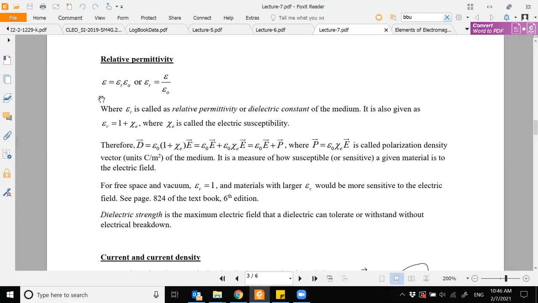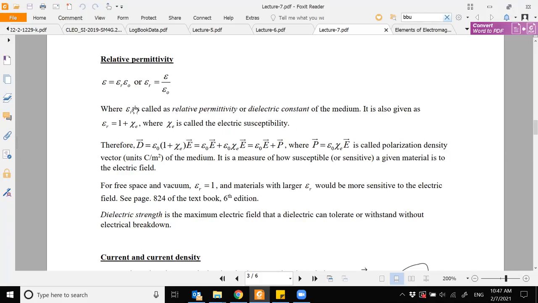So in this case, what will be the relative permittivity of free space? Yes, 1. So therefore, the relative permittivity of the free space is 1. Whereas for other materials, it will change. So the relative permittivity is epsilon over epsilon 0.